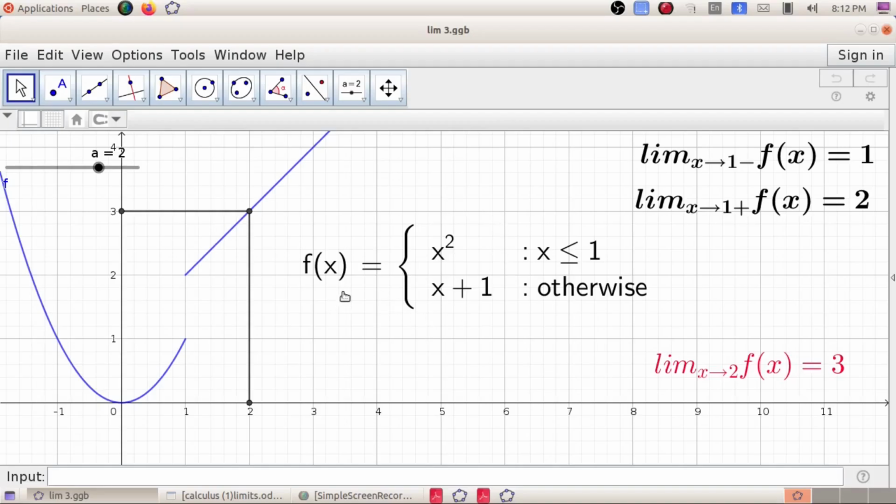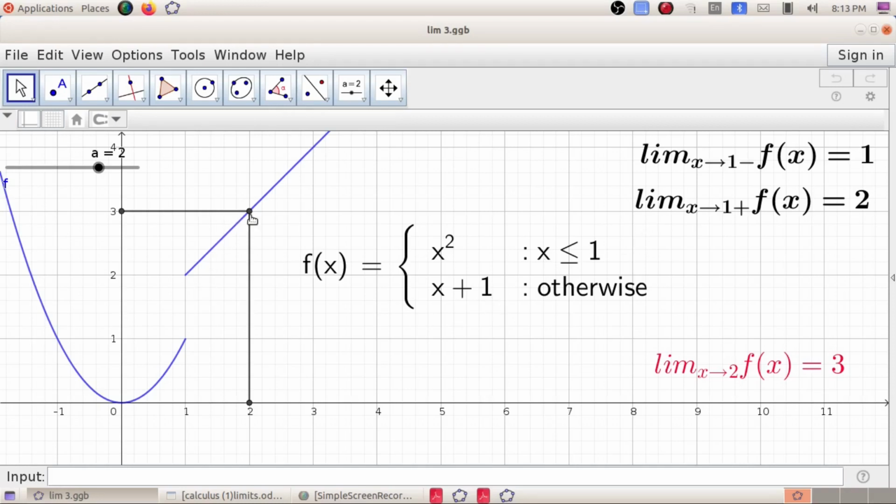Consider the function f of x equal to x square. Here we can see that x is less than or equal to 1, the function is x square. For all other real numbers, that means x greater than 1, it is x plus 1. The function f of x is x square if x is less than or equal to 1, and it is x plus 1 otherwise. Now we have to determine the limit of the function at x equal to 1.